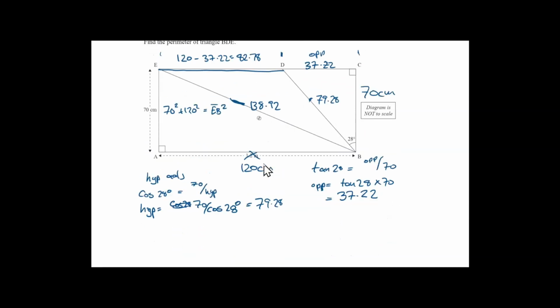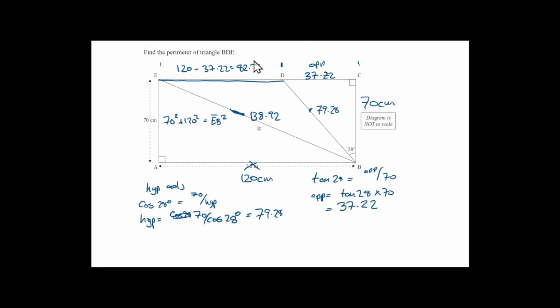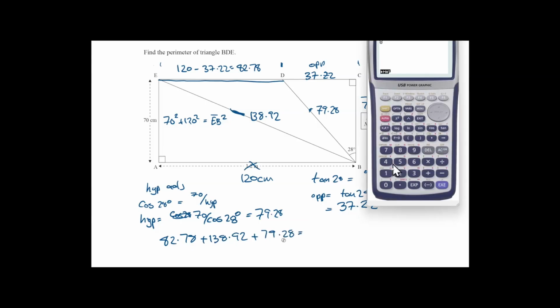So now we have enough to find the final answer. Our final answer is going to be this number here, plus this number here, plus this number here. So it's going to be 82.78 plus 138.92 plus 79.28.